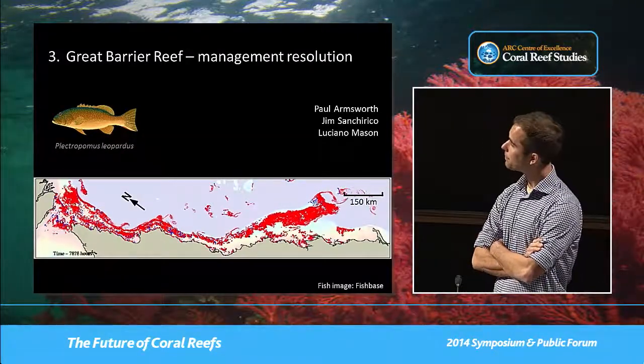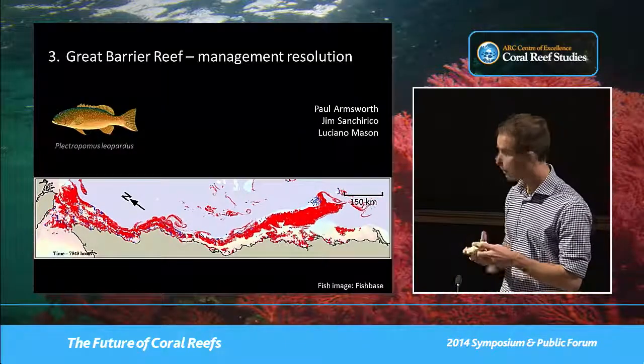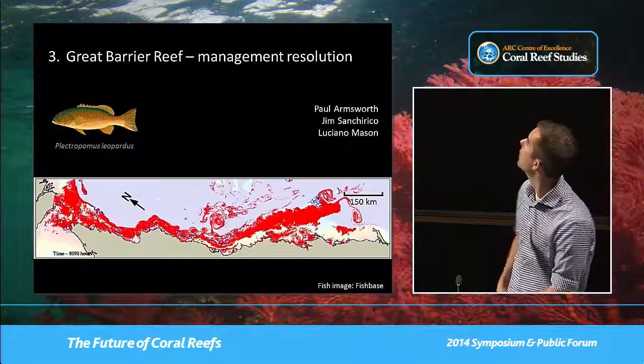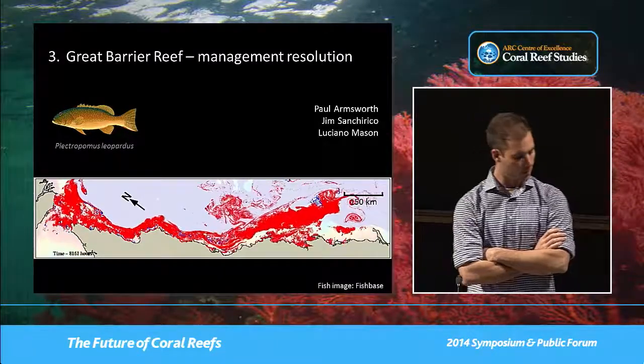Now, the third example, the third management question, concerns the Great Barrier Reef. You can see it here in its full extent from the Torres Strait on the left all the way down to Fraser Island on the right.